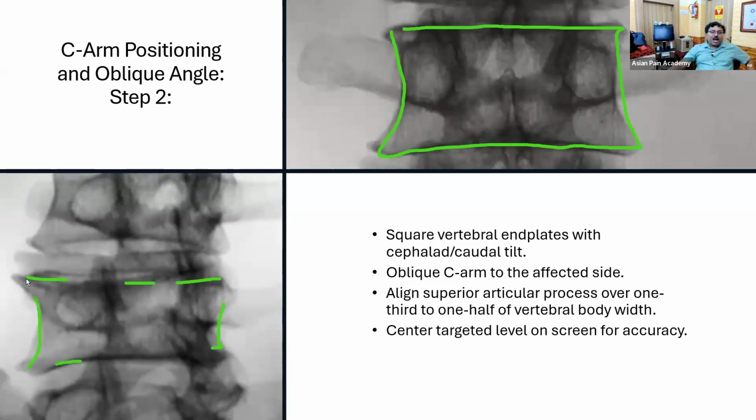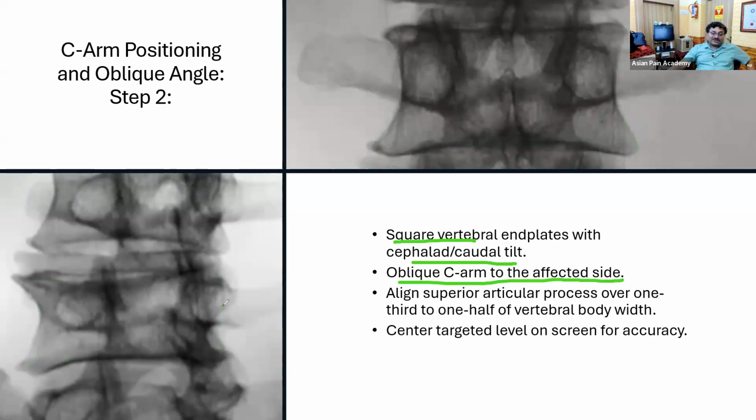Now the question comes, how much oblique should we go from the squared view? The first step, as I have already told, is squaring of the vertebral end plate with the cephalad or caudal tilt, then obliquing the C-arm to the affected side. But how much oblique? Usually it is said that the spinous process of the vertebra should match the opposite facet axis. So remember, these are the facet joints, and when we make it oblique, the spinous process of the vertebra should match with the opposite facet axis. And this shows a very important feature in the spine. So what is that?